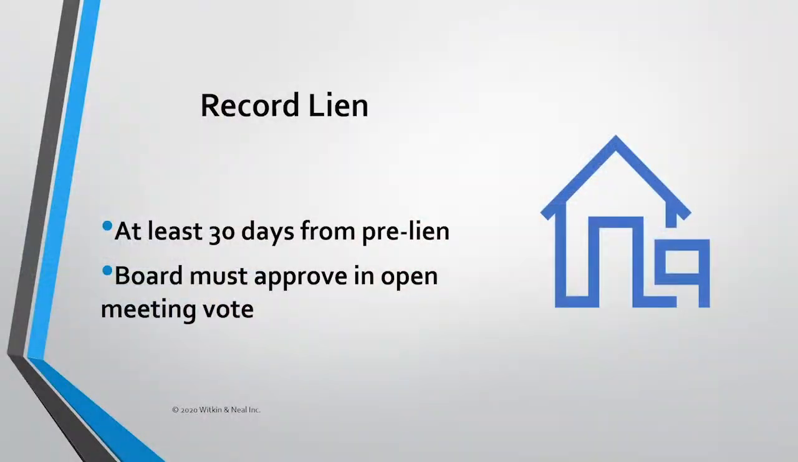Now, assuming that our homeowner doesn't resolve his delinquency or use a dispute resolution method during those 30 days, the next step will be to record a lien on his property. Again, that has to take place no less than 30 days from the notice, and it must be approved by the board in an open session meeting before it can take place. This vote cannot be delegated to any other party. The board has to make the decision themselves.